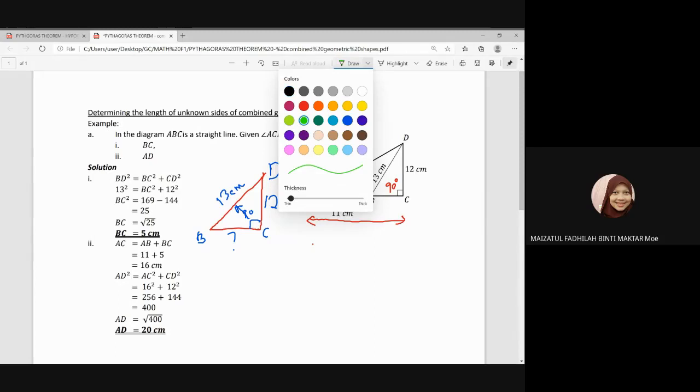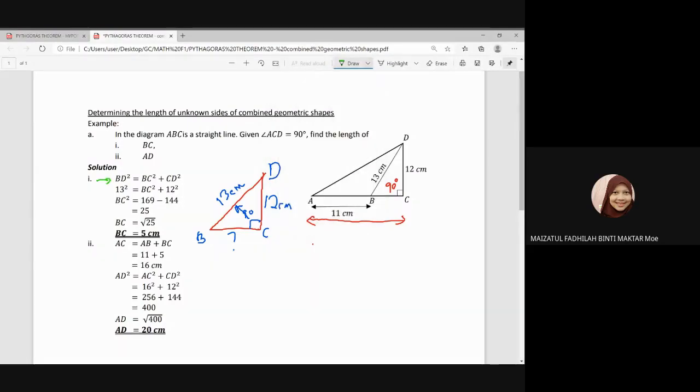Okay, BD is the hypotenuse. So BD squared equals BC squared plus CD squared. BD is given to you as 13 cm. So 13 squared equals BC squared plus CD squared, which is 12 squared. Then you can directly find the value: 13 squared is 169, minus 12 squared, which is 144.